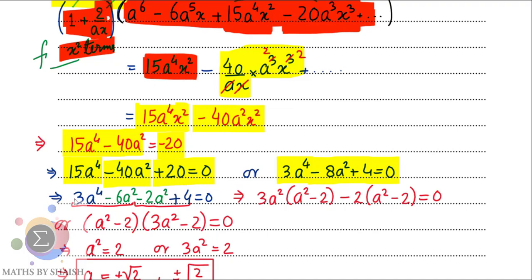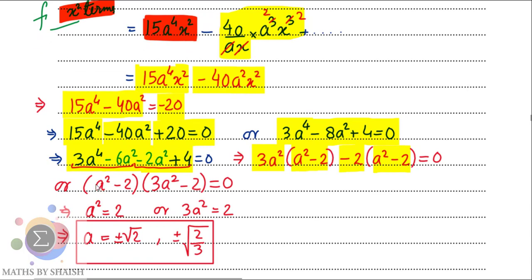If we split the middle term, minus 8, 3 into 4 is 12, and 6 into 2 is also 12. So it is 3 a power 4 minus 6 a square minus 2 a square plus 4. From the first two terms we can take 3 a square common, and we got a square minus 2. Minus 2 common from the last two terms, we got a square minus 2 equals 0. Then we can write the factors. We got a square as 2 or 3a square as 2, which is of course a square is 2 by 3. Afterward we solve for a, and a is plus minus root 2 and plus minus root 2 by 3.